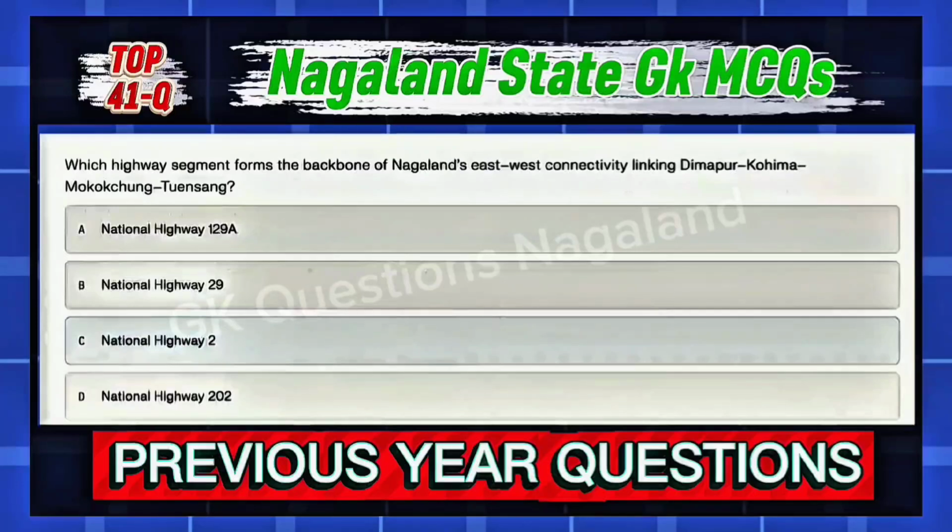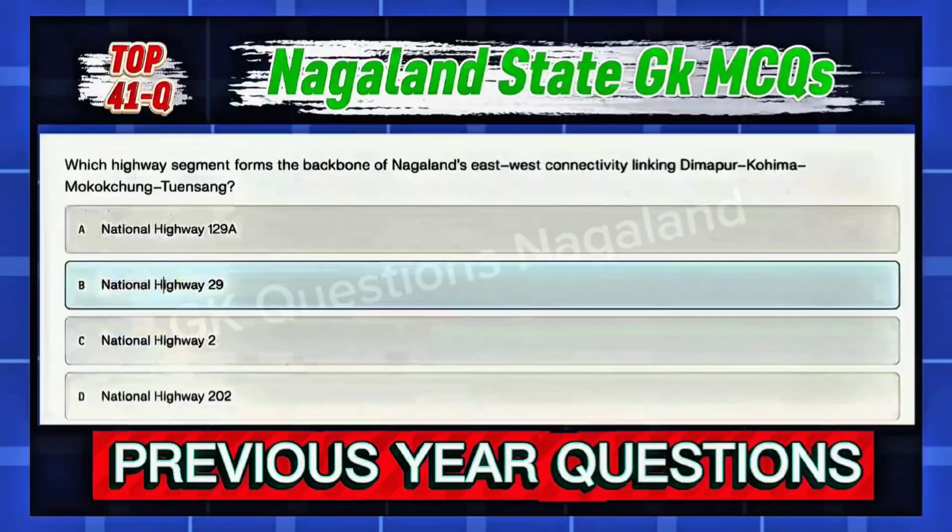Question 26. Which highway segment forms the backbone of Nagaland's east-west connectivity, linking Dimapur, Kohima, Mokokchung, Tuensang? Options: A. National Highway 129A. B. National Highway 29. C. National Highway 2. D. National Highway 202. The correct answer is B. National Highway 29.